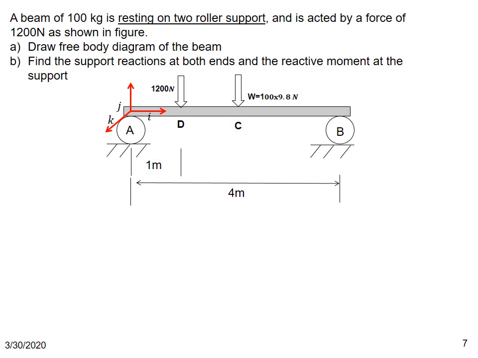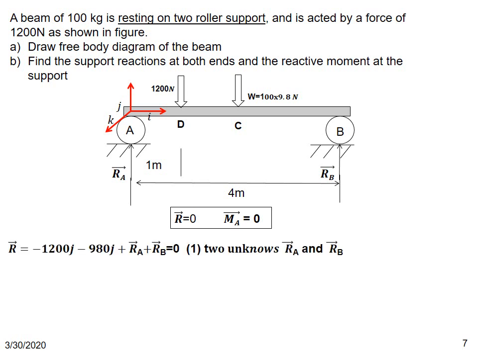Free body diagram means you are showing all the forces, external forces and reactive forces, on the beam. The external forces are already shown, 1200 Newton at D and 980 Newton acting at C. We also show the reactive forces at A and B, so that this will be the free body diagram of the beam. Now the equations we are going to use are the sum of all the forces equal to 0, and the sum of moments of all the forces about any arbitrary point, here we choose A, equal to 0. This is the condition for static equilibrium of a rigid body.